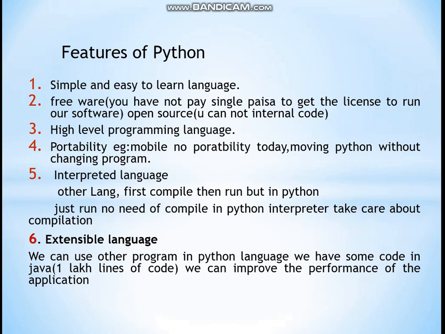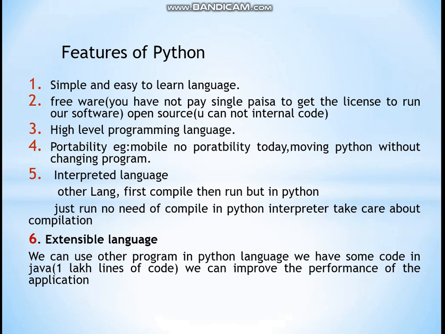What are the features of Python? Python is a simple and easy to learn programming language. It's freeware and open source. Freeware means you do not have to pay any amount to get a license to run the software, and open source means you can change the internal code. It's a high level programming language, and its feature is portability. Like we can change our mobile service provider without changing our number, we port our number. Same way, we can use Python code in another programming language.